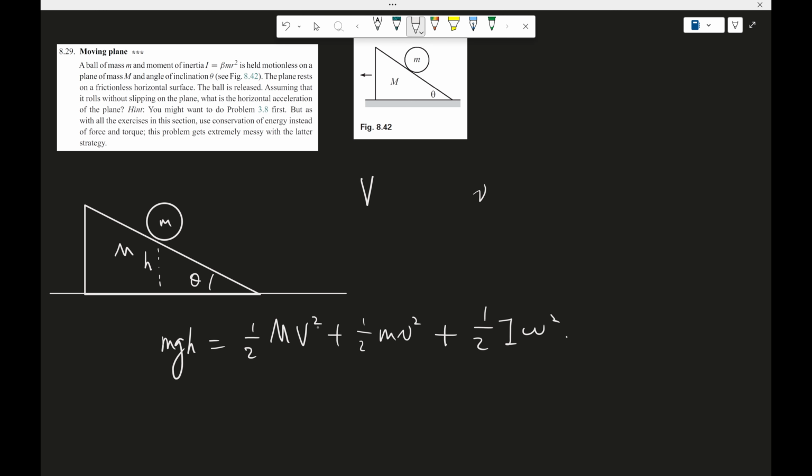So let's see what else do we know. Let's try to eliminate some variables here, right? So we have big V, we have small v. So what can we do? Let's consider momentum here. Momentum is not conserved here. The vertical momentum is not conserved because there's gravity. So gravity is an external force.